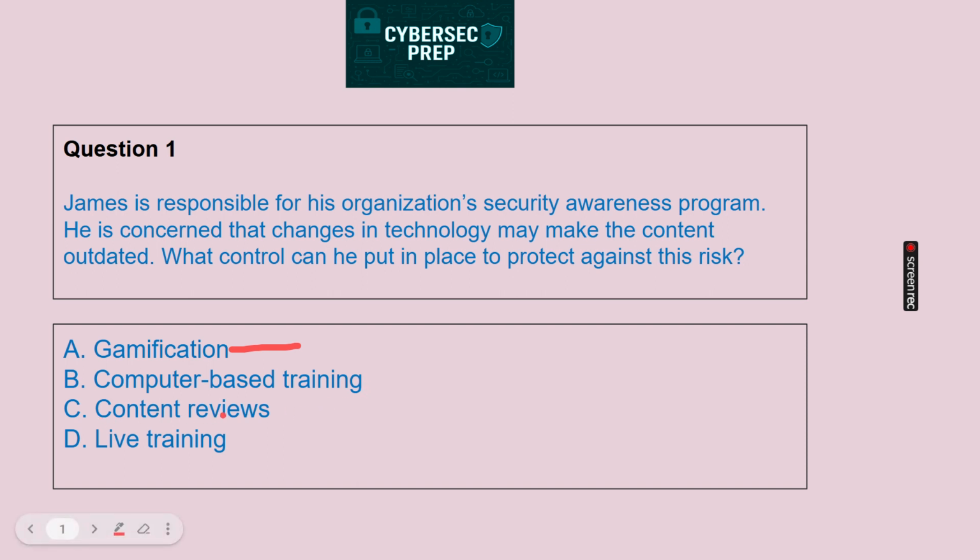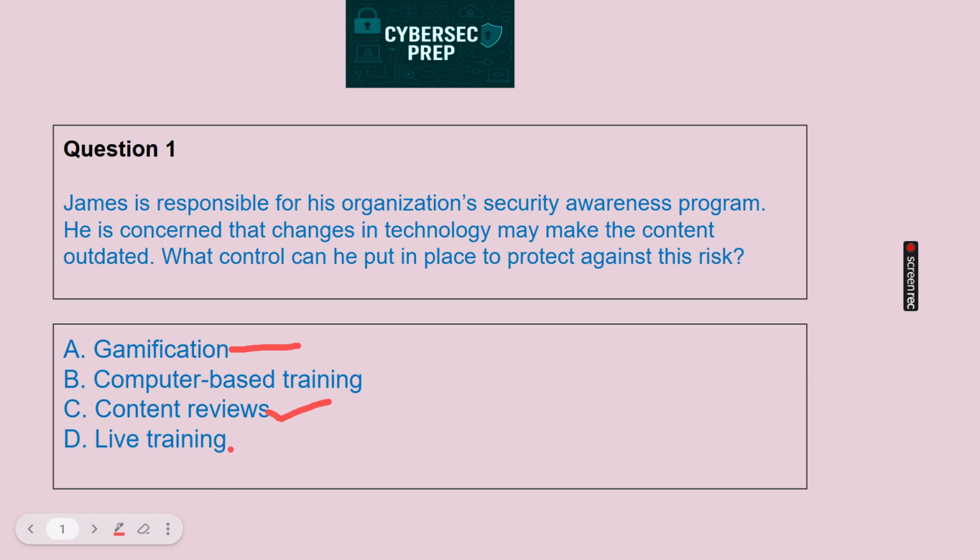Okay. Now, option number C, content reviews. Content reviews, yes. So basically, this option allows someone to continually verify the content in the training program, as per the organization needs, and ensure that the content is up to date based upon the evolving risk landscape. So this option is looking good for now, but let's look at the remaining option, which is live training.